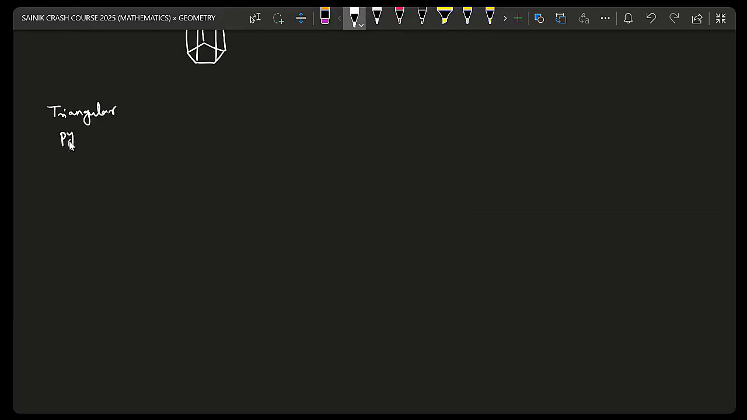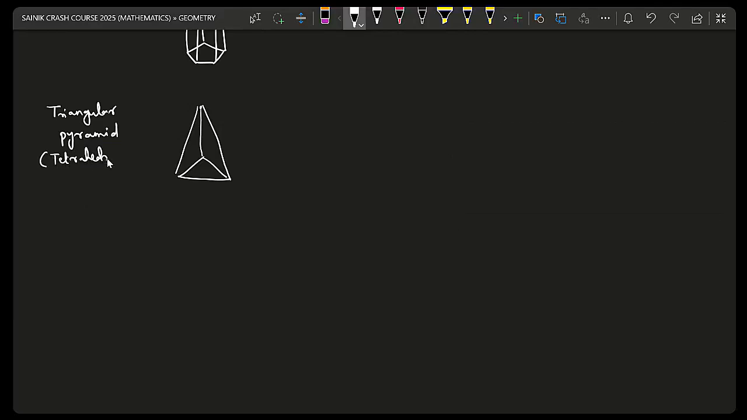Triangular pyramid. So the base is in triangular shape, but the top is not a polygon. It is actually a point in space. So the point is connected with all the vertices like this. So this is a triangular pyramid, and it is also called a tetrahedron.